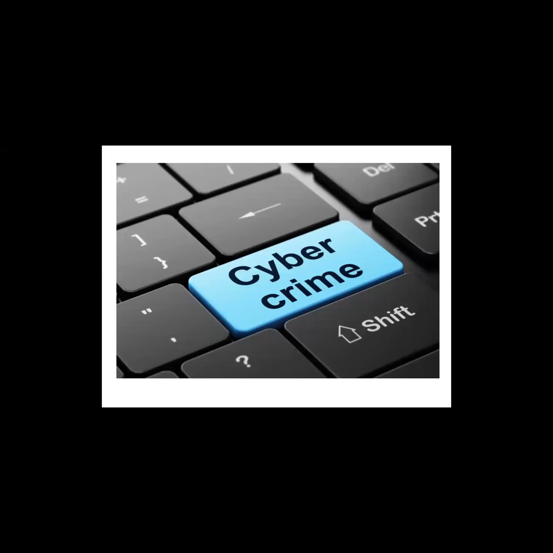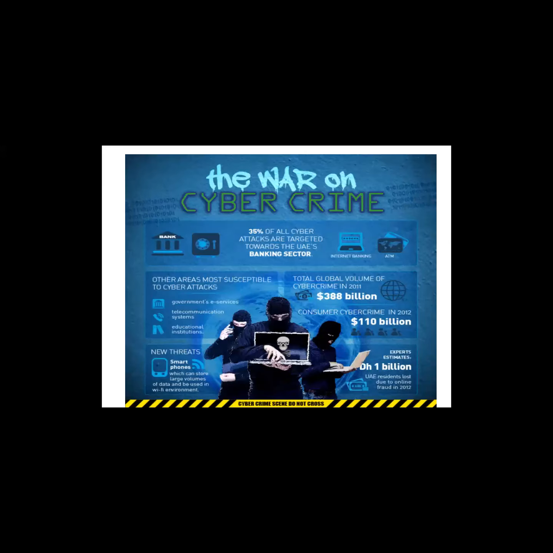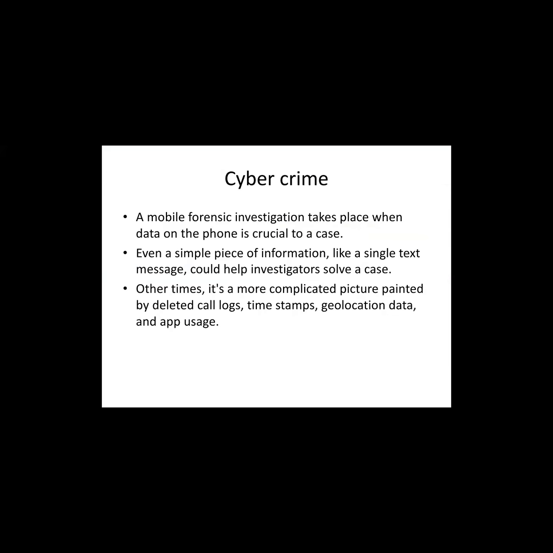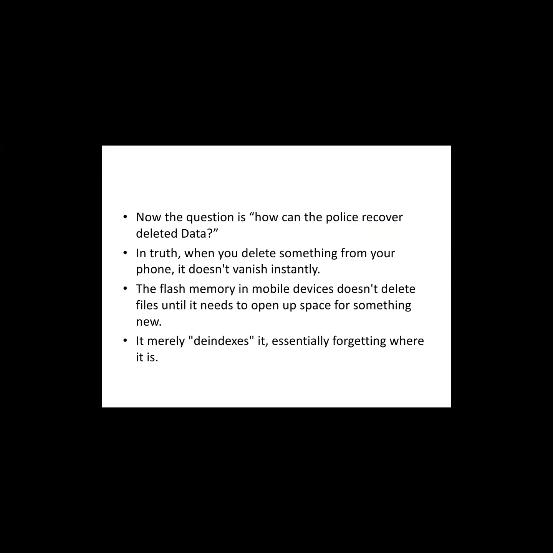Cybercrime. The third part, and the first part of cybercrime, is how to download deleted pictures. Here are some pictures. Cybercrime in a mobile forensic investigation takes place when data on the phone is crucial to a case. Even a simple piece of information like a single text message could help investigators solve a case. Other times, it's a more complicated picture painted by deleted call logs, timestamps, geolocations, app data, and usage.